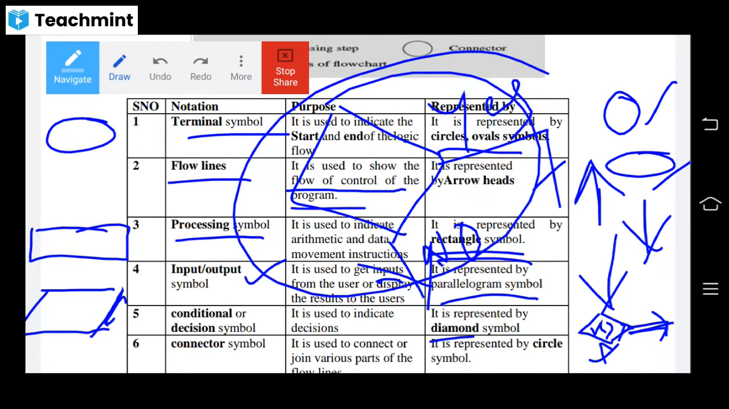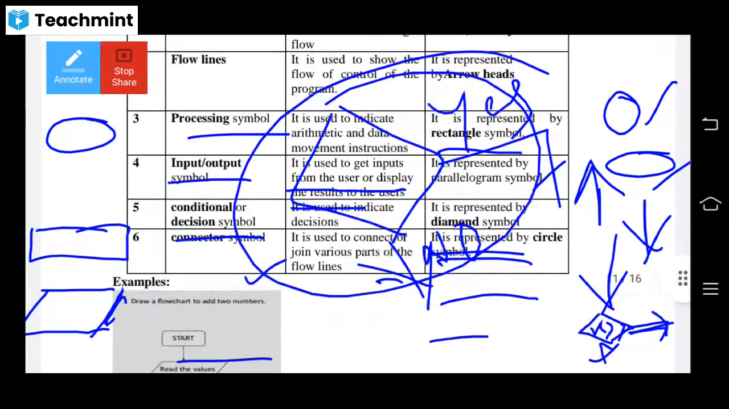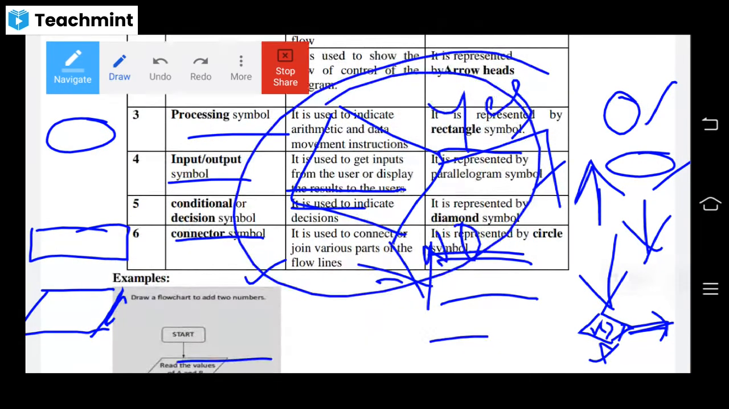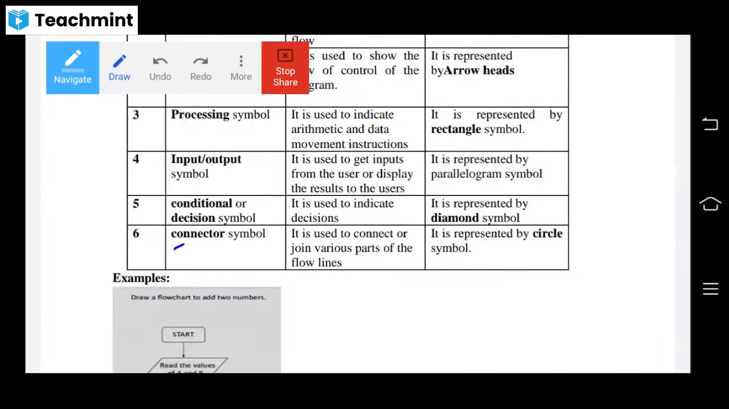Diamond symbol. Next, we see the connector symbol. What is the purpose of the connector? It is used to connect or join various parts of the flow lines. For that purpose we are using the connector symbol. How is it represented? It is represented by a circle like this.